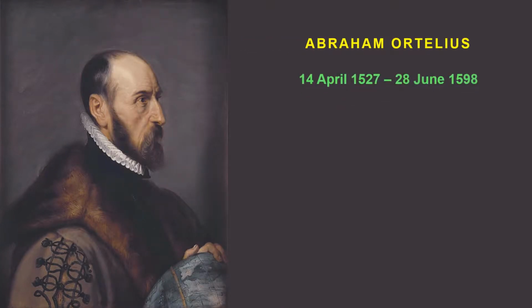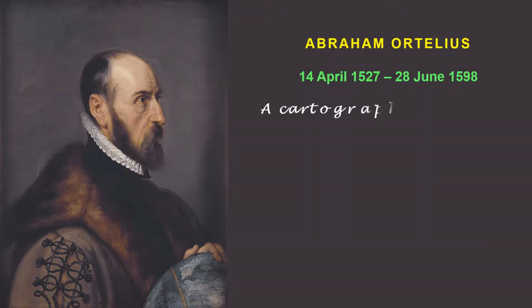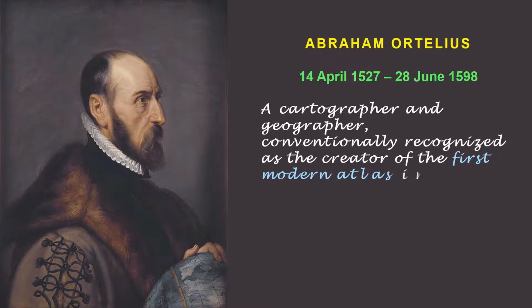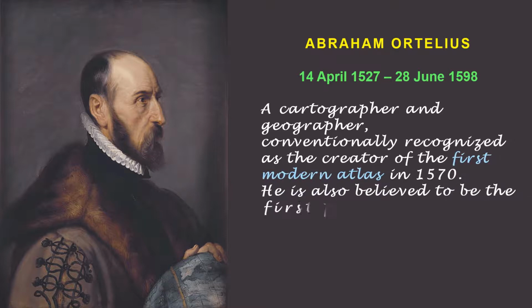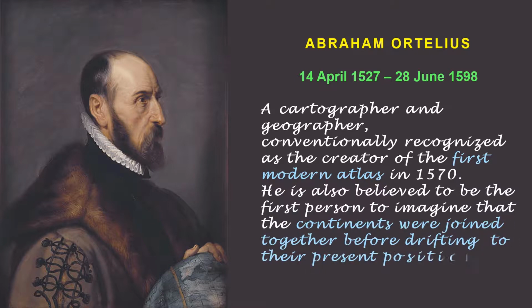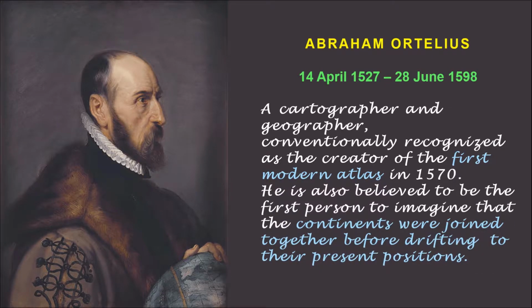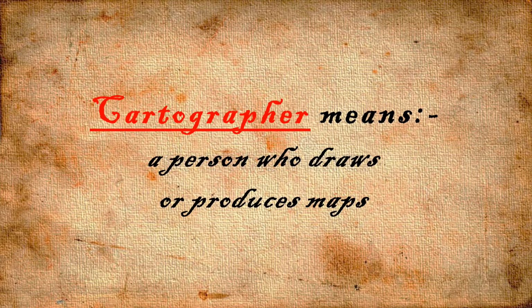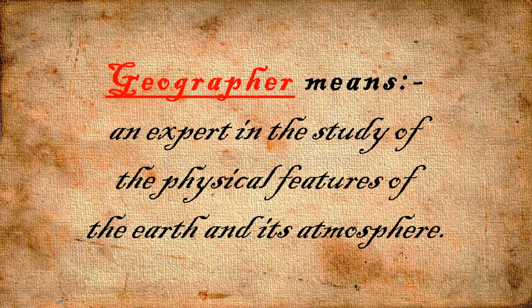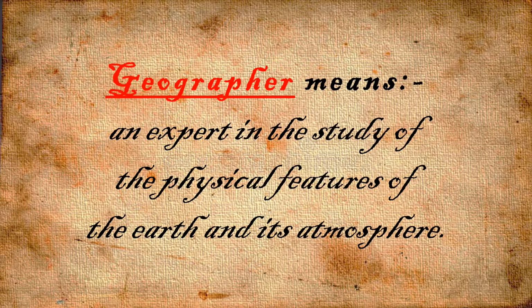The idea that continents might have drifted was first put forward by Abraham Ortelius in 1596. He was a cartographer and geographer, conventionally recognized as the creator of the first modern atlas in 1570. He is also believed to be the first person to imagine that the continents were joined together before drifting to their present positions. Cartographer means a person who draws or produces maps. Geographer means an expert in the study of the physical features of the Earth and its atmosphere.